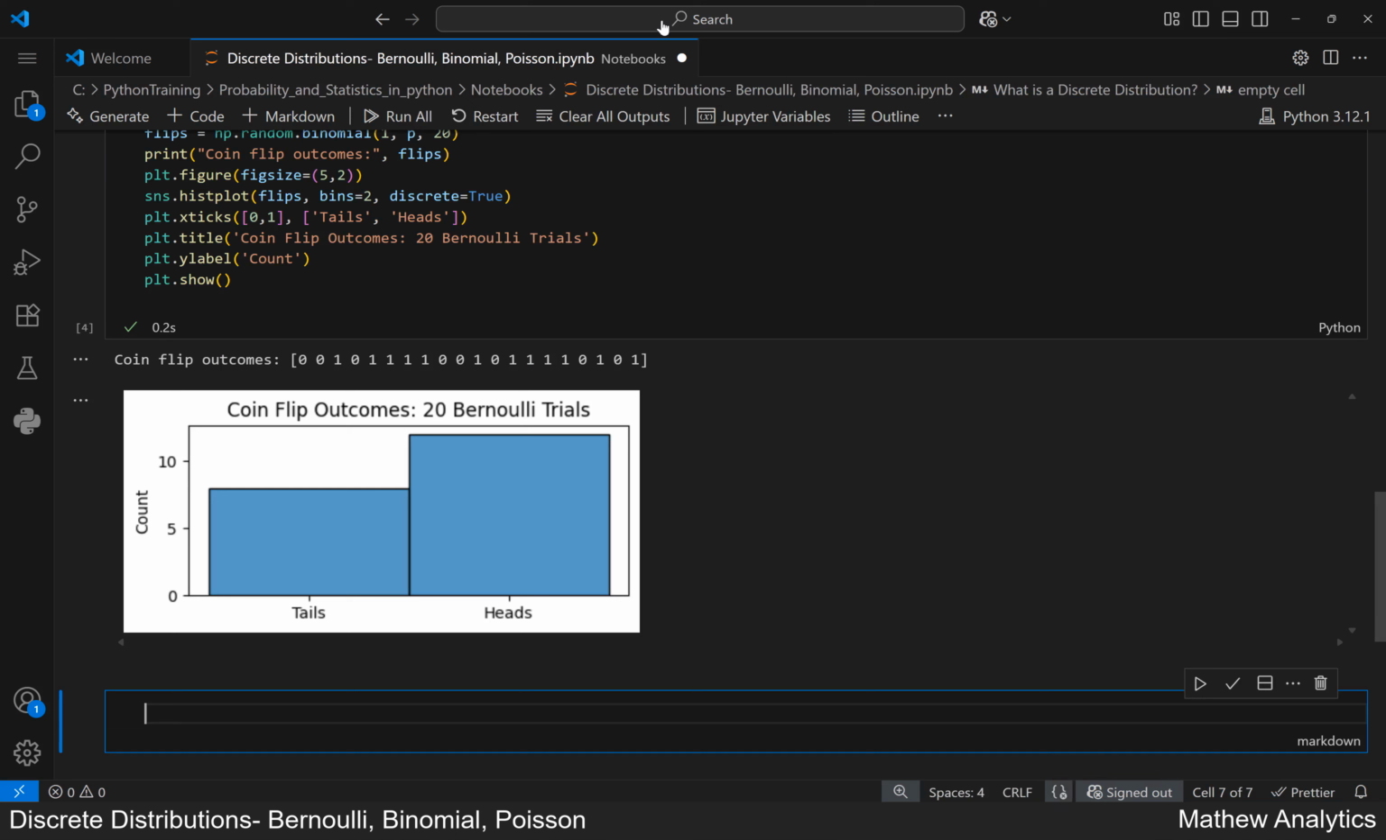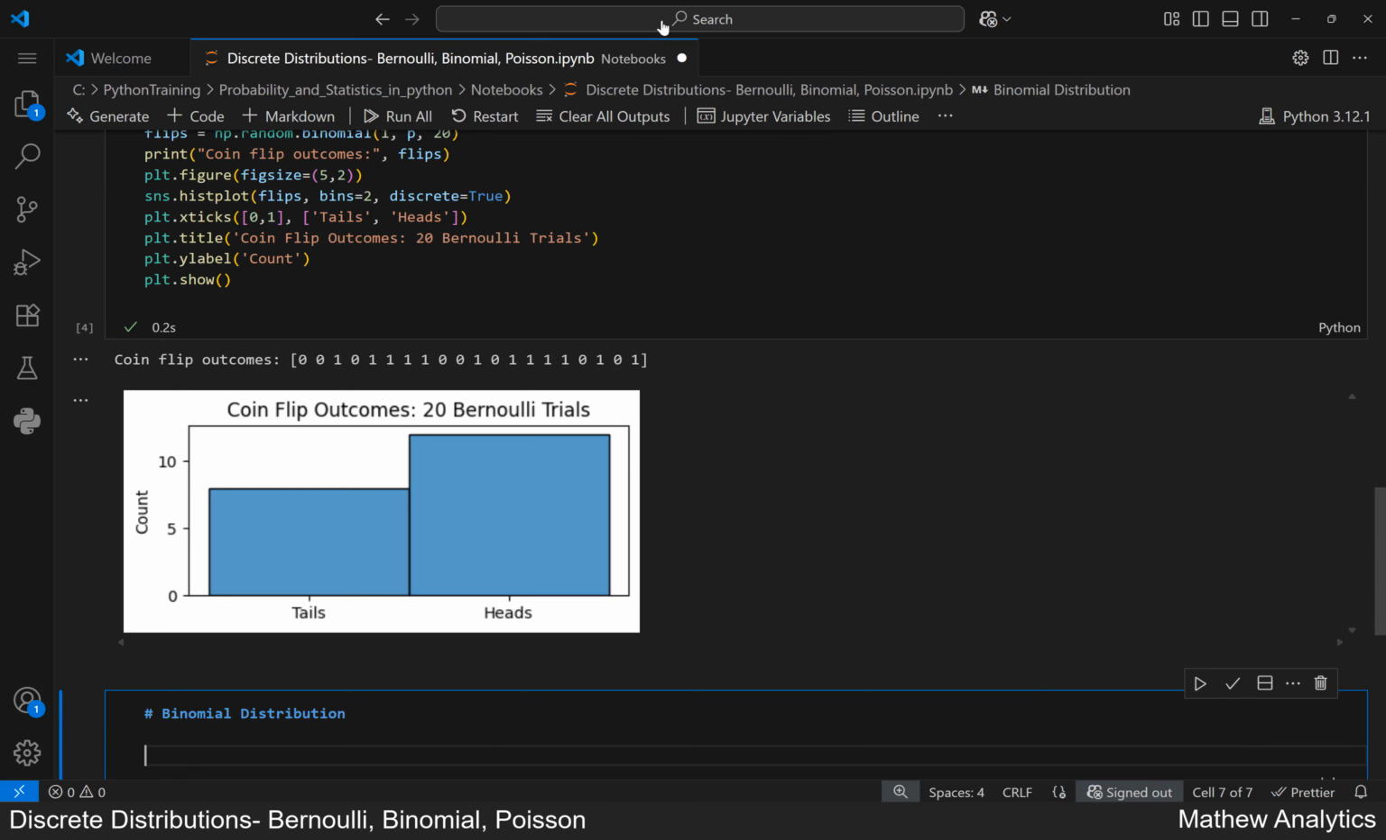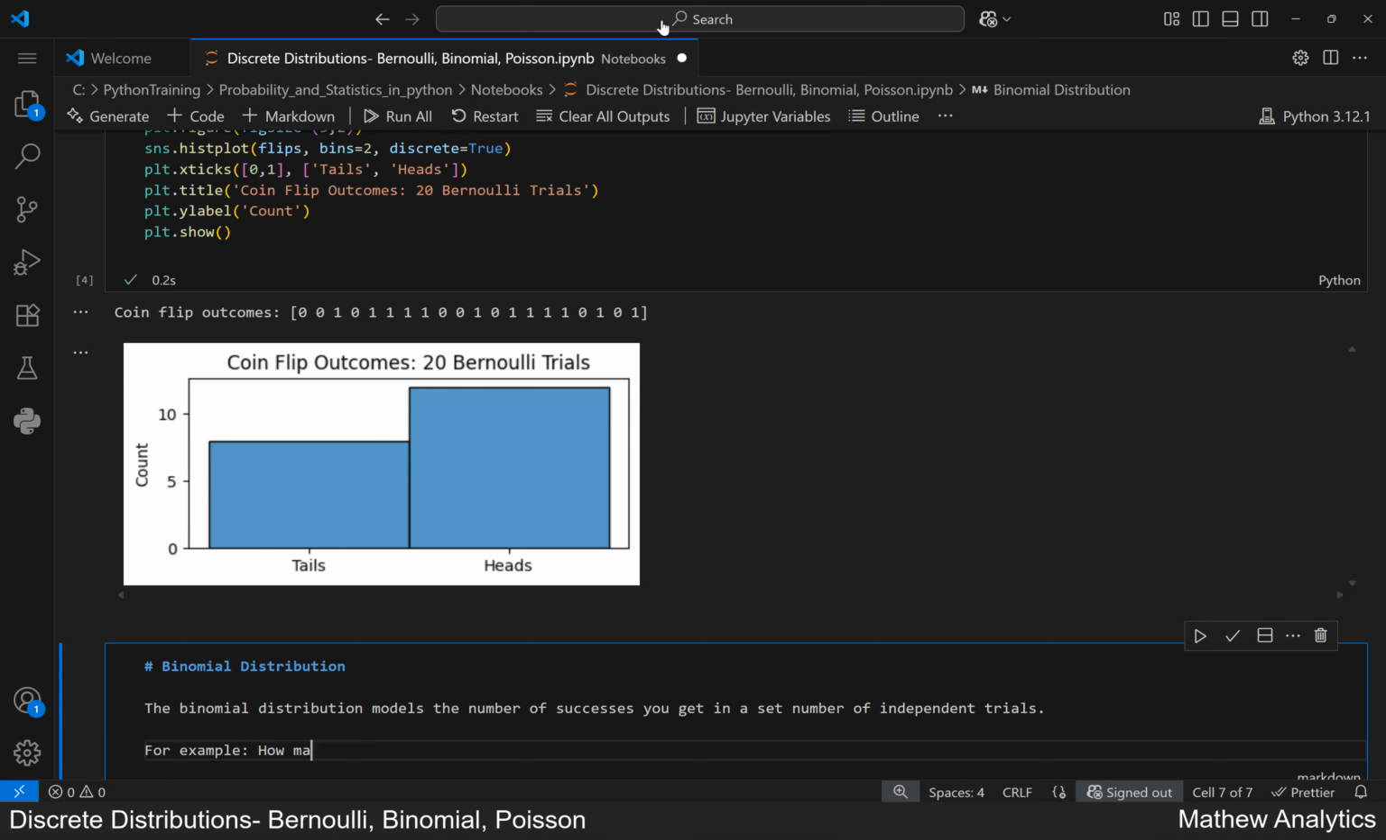Binomial distribution. The binomial distribution models the number of successes you get in a set number of independent trials. For example, how many heads will you get if you flip a coin 10 times?